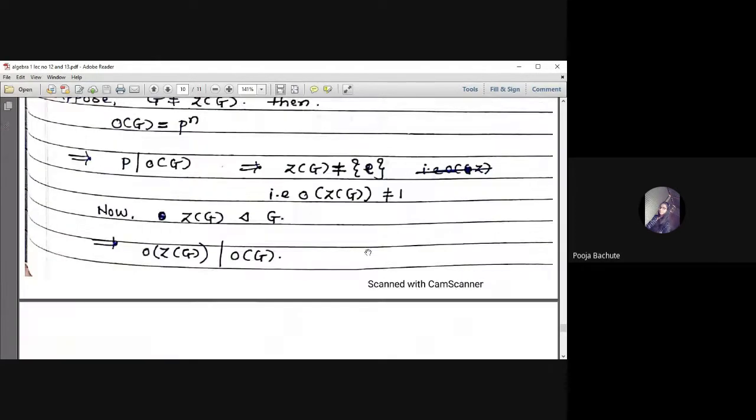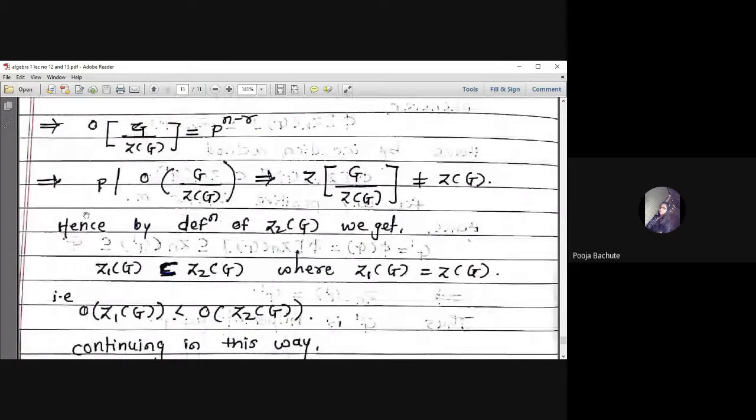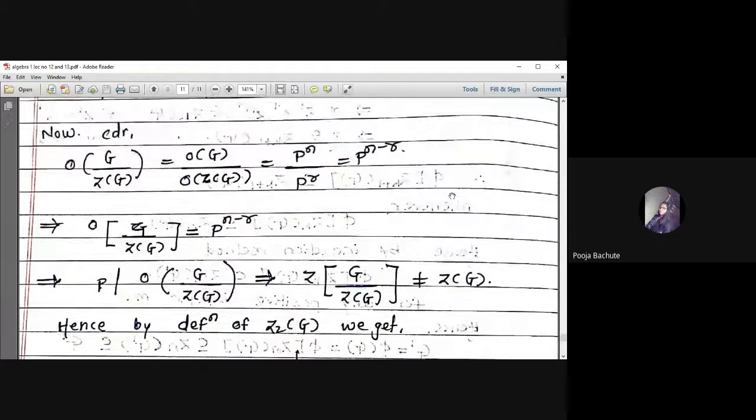Similarly here, look at this. If P divides this one, the order of G upon ZG, then what is the identity of this factor group? The identity of the factor group G upon Z of G is Z of G. Hence, the center of this factor group is not equal to Z of G. Instead of the singleton {e}, what came? Z of G came. The same statement above is used.